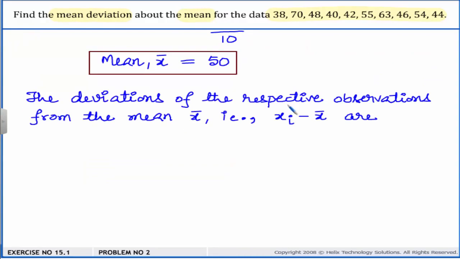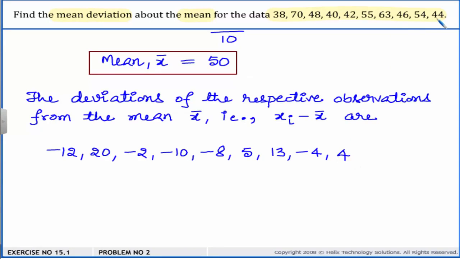Now, the deviations of the respective observations from the mean x bar, that is xi minus x bar, are 38 minus 50, that is minus 12, 70 minus 50, that is 20, 48 minus 50, that is minus 2, 40 minus 50, that is minus 10, 42 minus 50, that is minus 8, 55 minus 50, that is 5, 63 minus 50, that is 13, 46 minus 50, that is minus 4, 54 minus 50, that is 4, and 44 minus 50, that is minus 6.